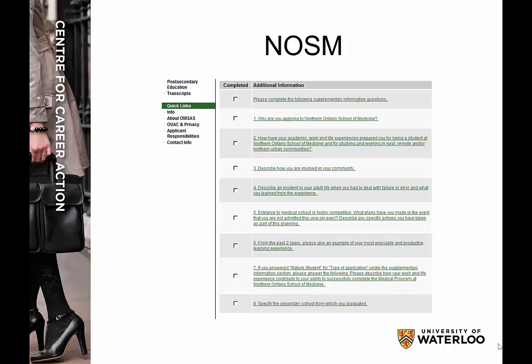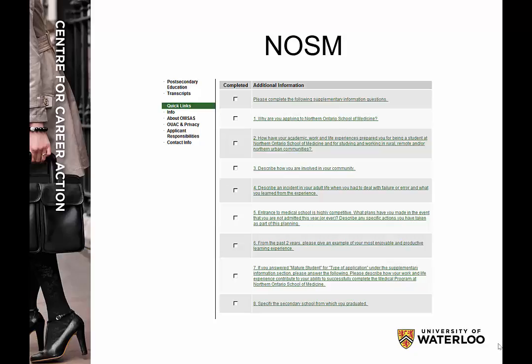In question 6, there are 750 characters to answer the question, from the past 2 years, please give an example of your most enjoyable and productive learning experience. The question is about learning, so ensure you understand PBL, which stands for problem-based learning. Know the teaching methods and curriculum at NOSM and how you work well in that environment. Give an example of when you encountered this and how you will be successful using this learning method.